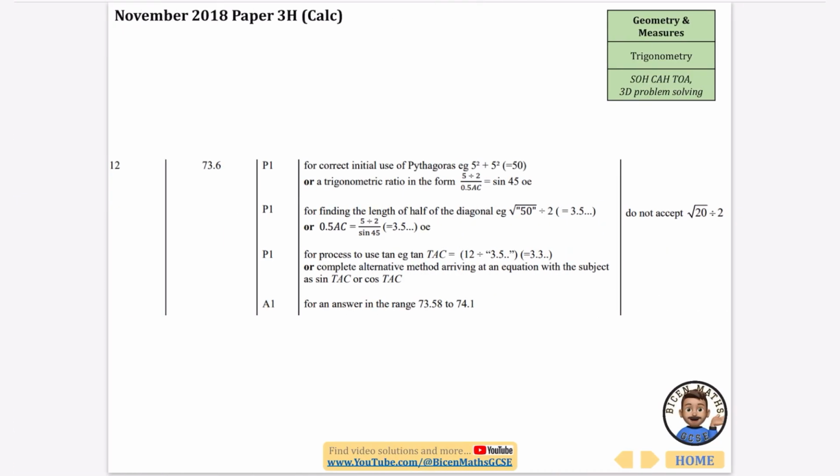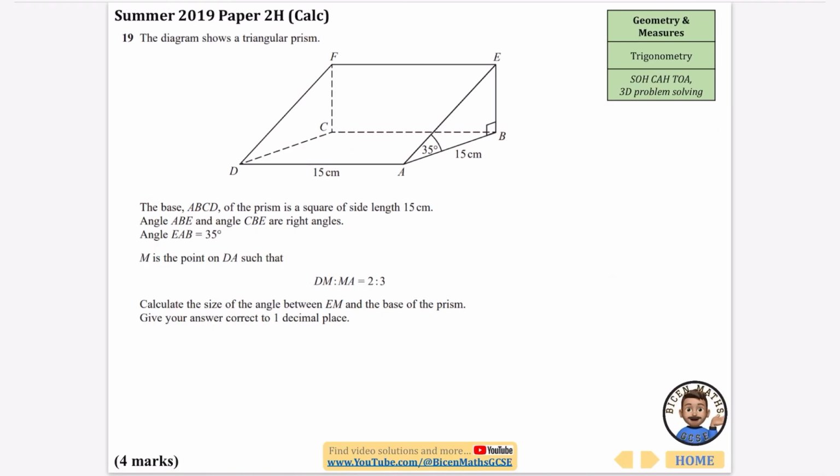Let's see if we've got this one right. Yep, there is the 73.6, and you can always look at the mark scheme if you want to. Okay, we are nearly here.